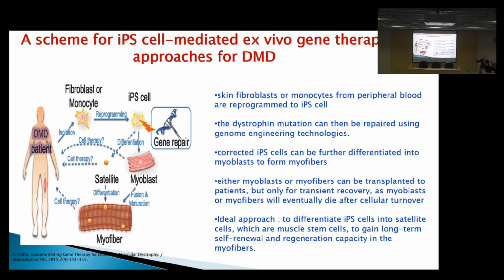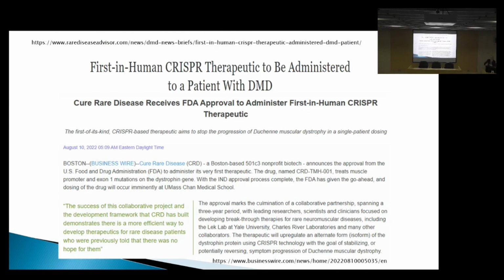This is the cell therapy that I told you about 2 weeks ago, which the FDA already gave approval to be used for exon 1. You have the links there to go and read, right? First in human CRISPR therapeutic to be administered in a patient with DMD. This is amazing. I don't know if you get it, but we are very, very excited.